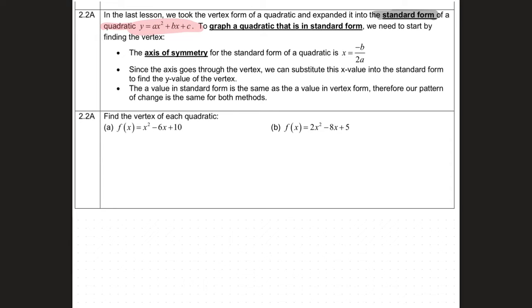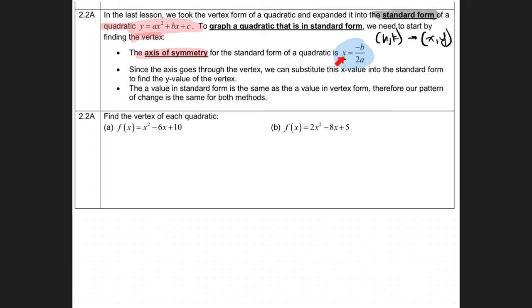Okay, to graph it in standard form, we need a few things. It says we need to start by finding the vertex, but actually we're going to start with the axis of symmetry first. And that is this equation here. It says the x value, or the x coordinate of our vertex, remember our vertex is h, k when we have vertex form. It's also a point on the graph and has an x coordinate and a y coordinate.